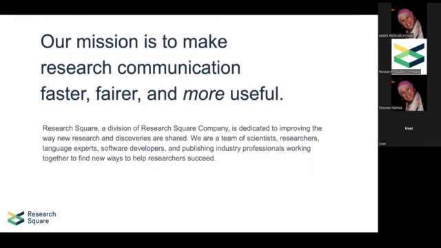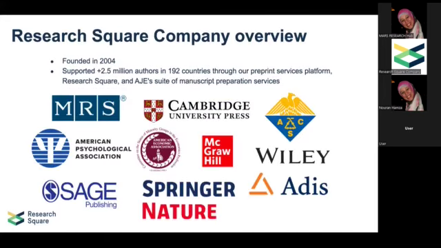Our mission at Research Square, working with the Mars Training Network, working with Noran and colleagues, is to make research communication faster, fairer, and more usable. We're a team of scientists, researchers, language experts, and publishing industry professionals working together to find new ways to help researchers succeed. Here are a few of the publishers that we work with.